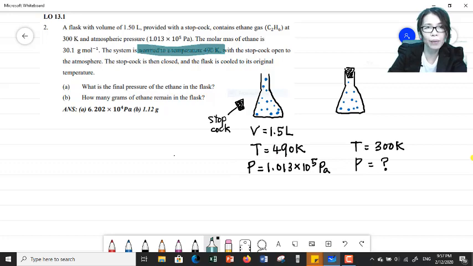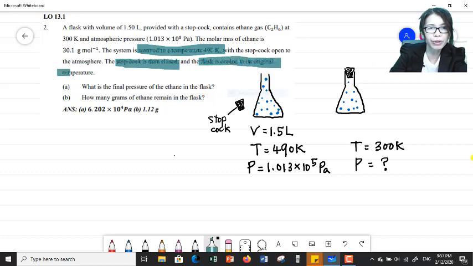Then what happened? The stopcock is then closed. I close the stopcock, so I redraw the diagram. I close the flask, and the flask is cooled to its original temperature. What is the original temperature? The original temperature is 300 Kelvin.